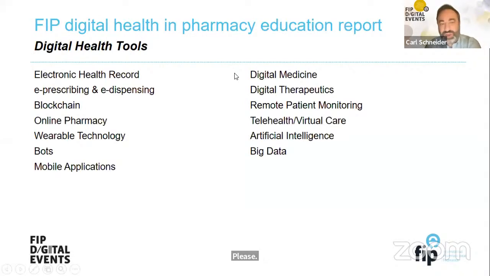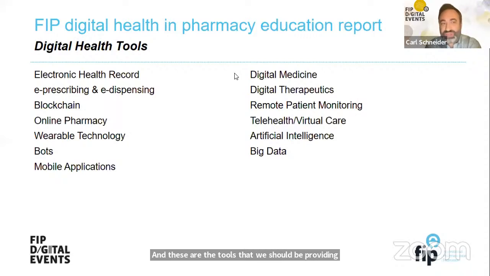In one chapter, they surveyed what digital health tools would be important for pharmacists to know. And these are the tools that we should be providing education for. These involve electronic health records, e-prescribing and e-dispensing, blockchain technology, which is probably the most promising way in which we can provide security for digital data, online pharmacies, wearable technologies, so something like a watch or even a digital monitor for blood glucose levels, bots, mobile applications, digital medicine, digital therapeutics, remote patient monitoring, telehealth, virtual care. These last two obviously became far more important over the last 2 years as a result of the COVID-19 pandemic. Artificial intelligence and big data. Next slide, please.